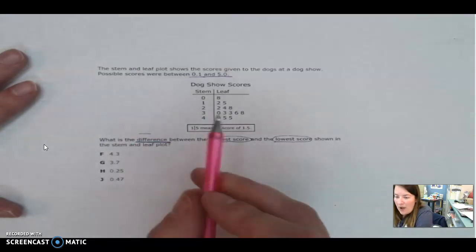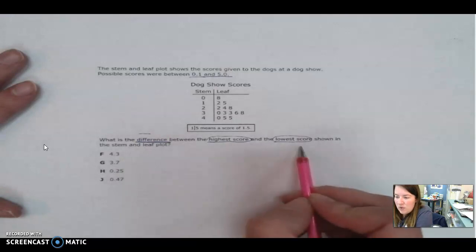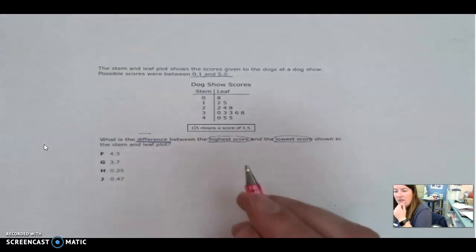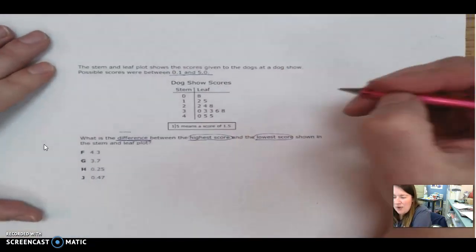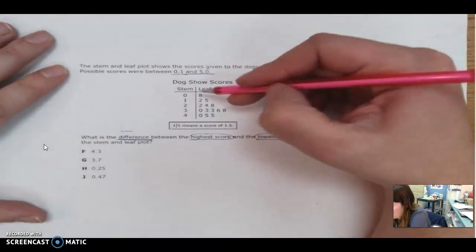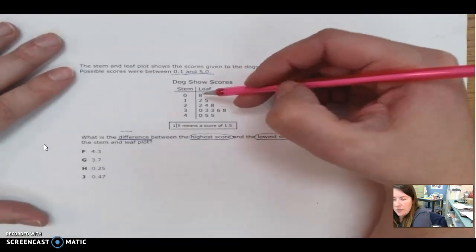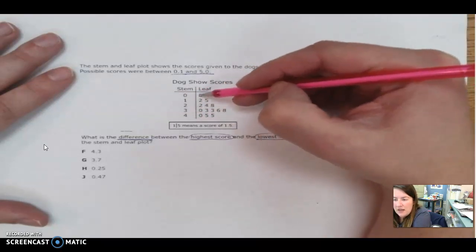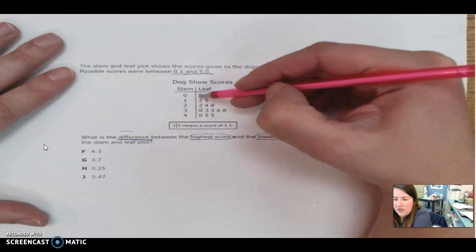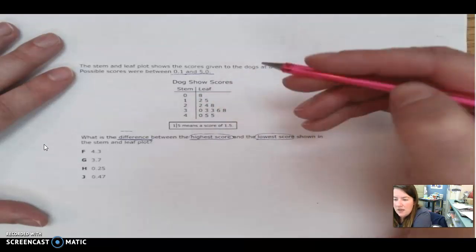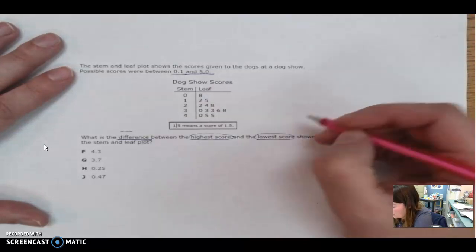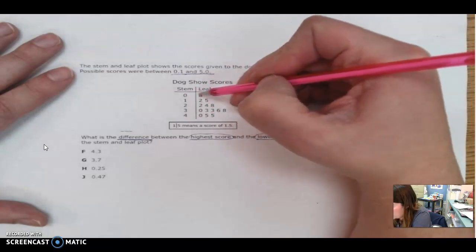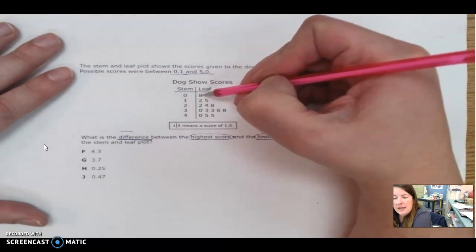Subtract. So I want to find the difference between the highest score and the lowest score. So I need to figure out what the highest score and lowest score is from my stem and leaf. I'm going to just go ahead and maybe list out all my numbers. You should know by now, this is day 4, that stem and leaves go from least to greatest, right? And then the leaves should also go from least to greatest. So I should know my lowest score should be up here. So it should be this 0 on the stem side and this 8 on the leaf side.